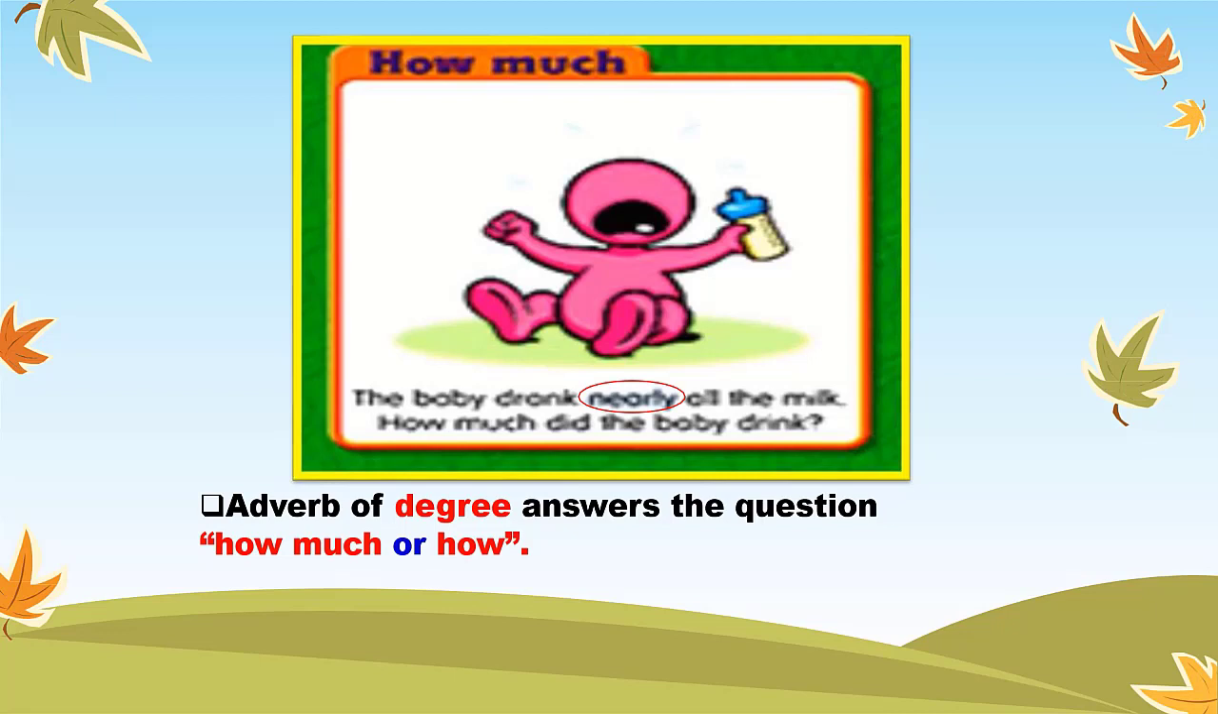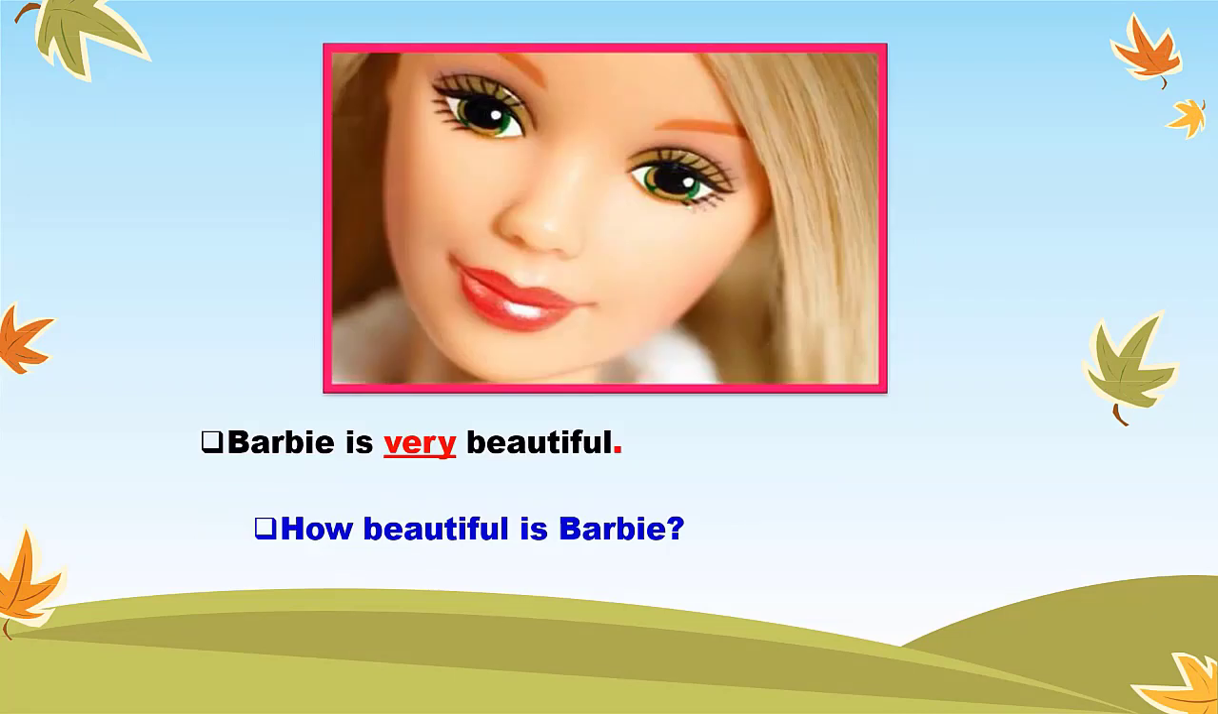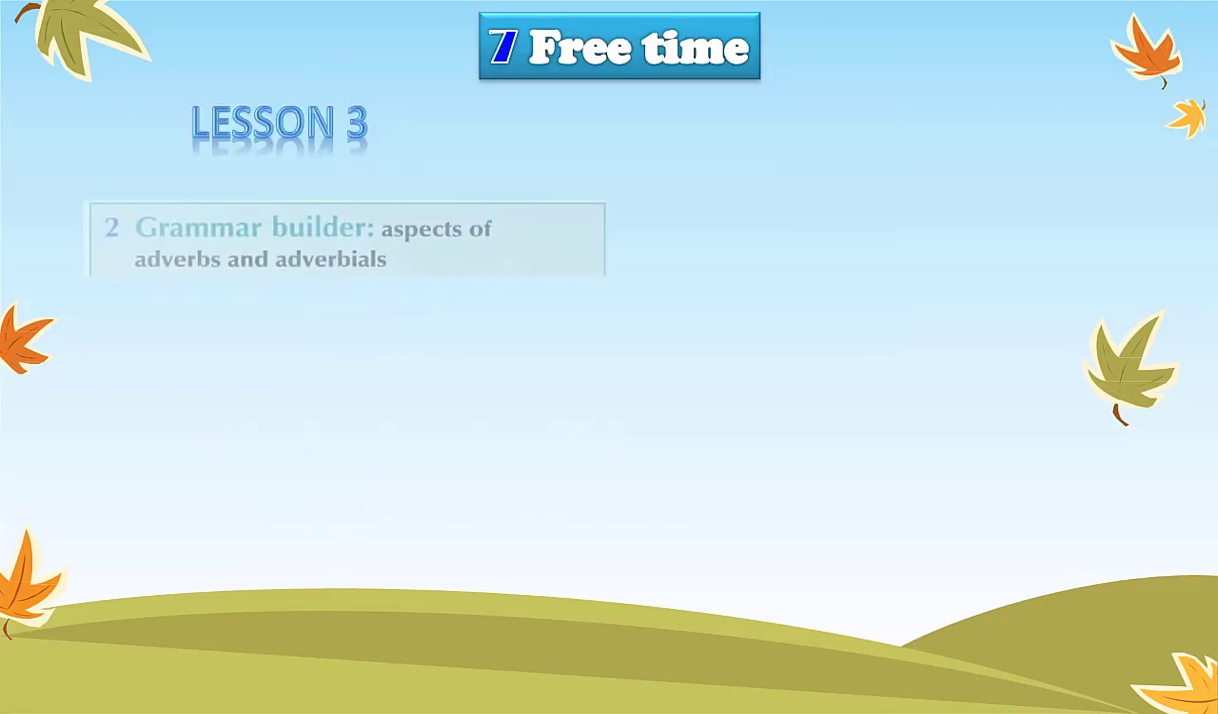Then adverbs of degree. Here's another example. The baby drank nearly all the milk. Nearly here is an adverb of degree because it answers the question how much. So Barbie is very beautiful. Very here is an adverb. An adverb of what? Of degree, because it determines the degree of Barbie's beauty. So how beautiful? Very beautiful.